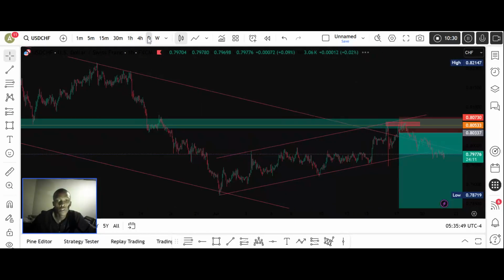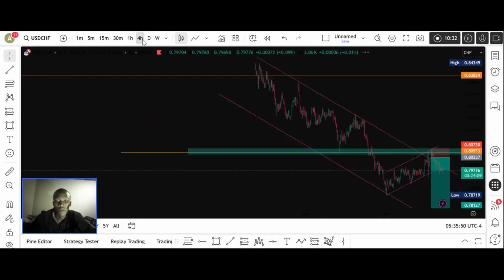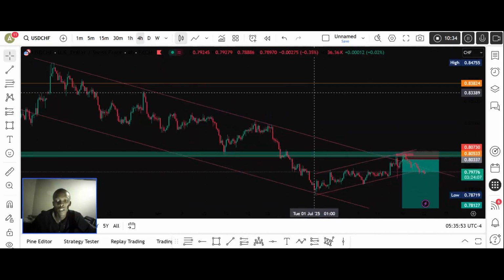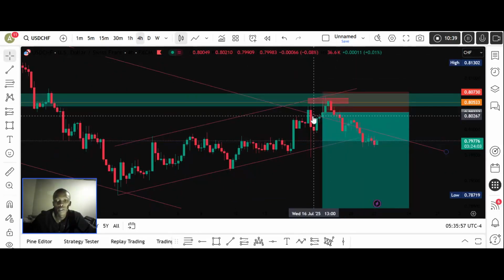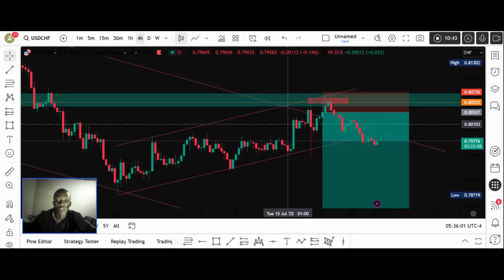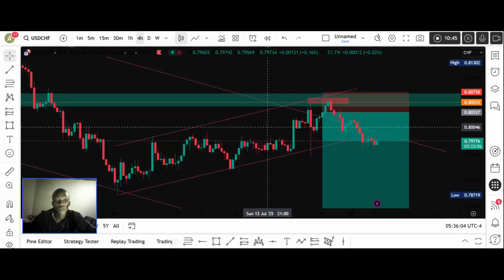I'm willing to wait for this trade for like a week, 2 weeks, whatever, but I already moved my stop loss from here, so this trade is running free. There's no risk at all. So I'm just patiently waiting for another trade.